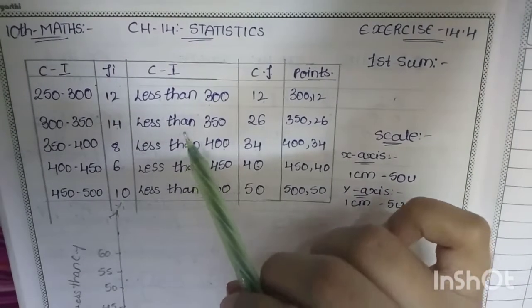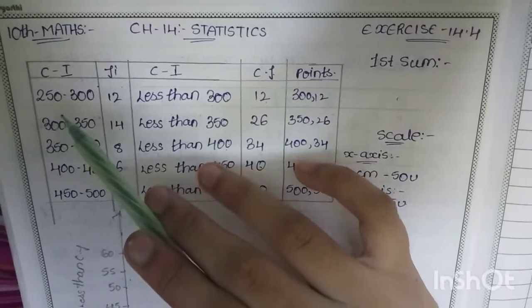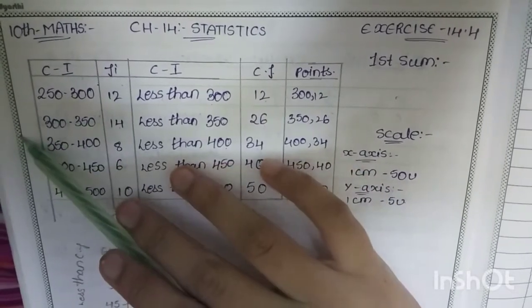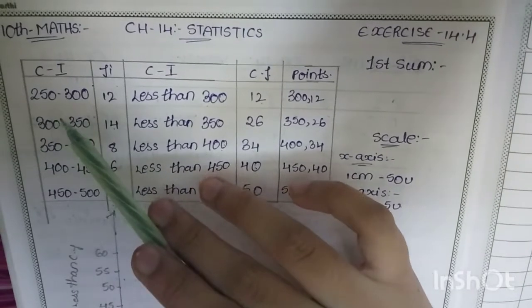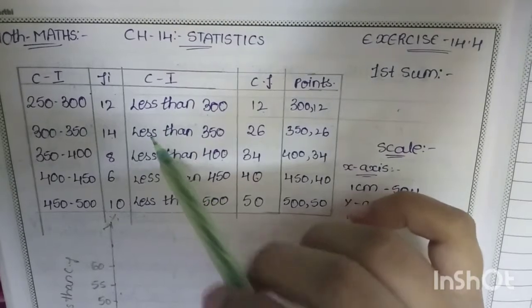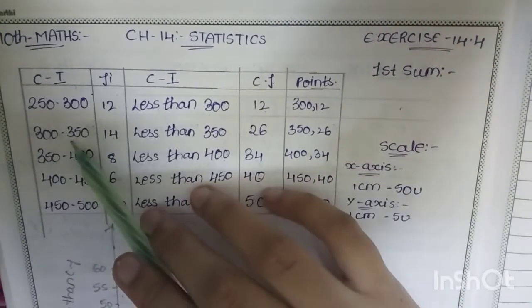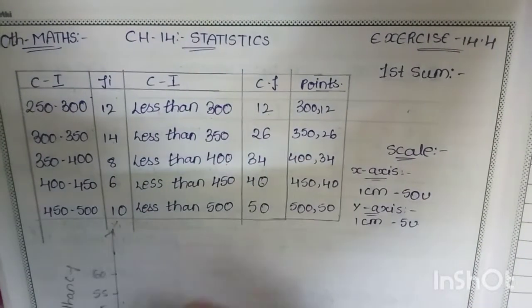If you observe, I have taken only the upper boundaries because you don't have any number given less than 250, but we have some numbers less than 300, so we will be considering only the upper boundaries. In this way we have to convert the class intervals into less than type. You can just mention it also in the form of class intervals only.